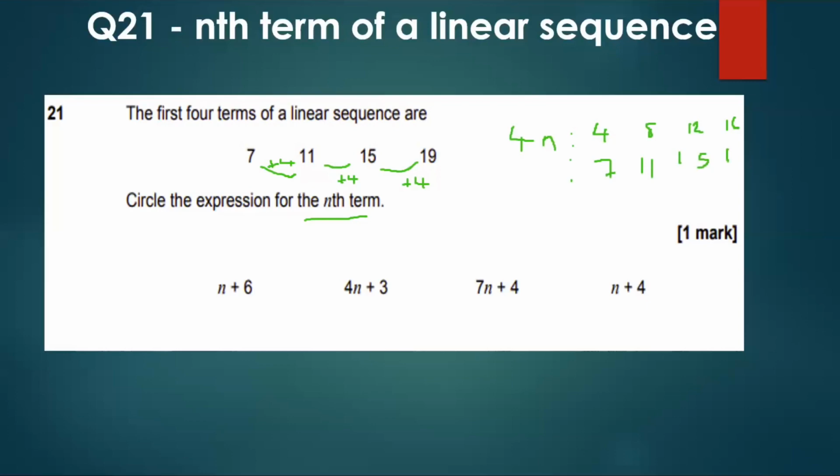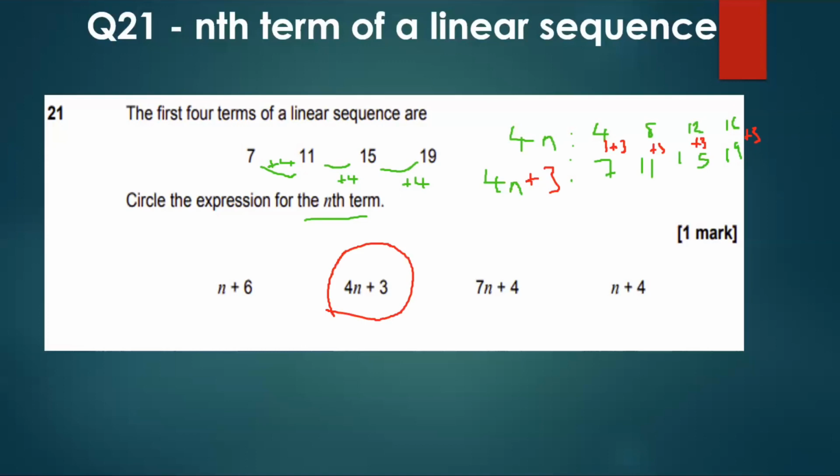Now we know it's going to follow a 4 times table, but there is going to be one slight difference here. From 4 to 7, I'm going to have added 3. So 4 add 3 is 7, 8 add 3 is 11, 12 add 3 is 15, and 16 add 3 is 19. So the final part here is going to be add 3. I'm going to circle this option here. So that is working out the nth term of a linear sequence, guys.